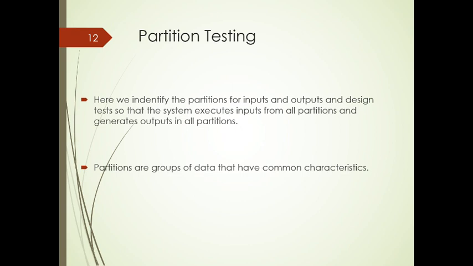Then you have partition testing, where we identify partitions for inputs and outputs. For example, there could be 100 different inputs, and you test. Let's test for inputs 1 through 10 if it is working. Then let's test it for 10 to 20. So you partition the inputs and you see if the system works well for a particular type of input. So you are partitioning the system behavior in terms of the input that could go into the system.